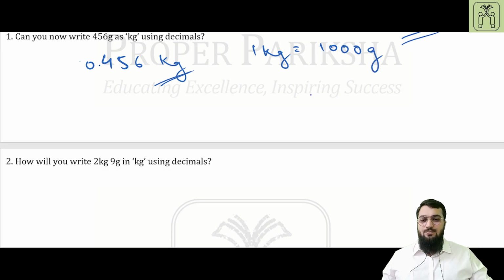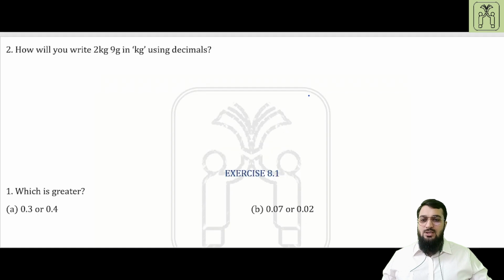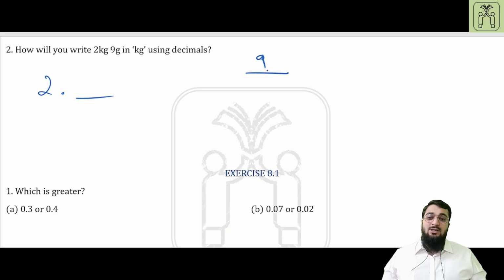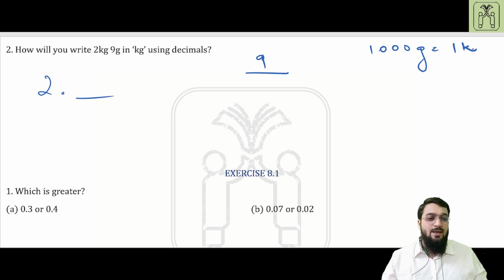Okay, coming to the next question. How will you write 2 kg 9 grams in kg using decimals? Okay, so we'll write the total whole part, that is 2, and mention a decimal point after that, and then we will create a dash. The number of parts in consideration are 9 grams. So 9 will be the numerator, and the denominator will be the total number of parts that create the concerned whole. So how many grams will create a kg? 1000 grams will create 1 kg. Therefore 1000 will be mentioned over here.